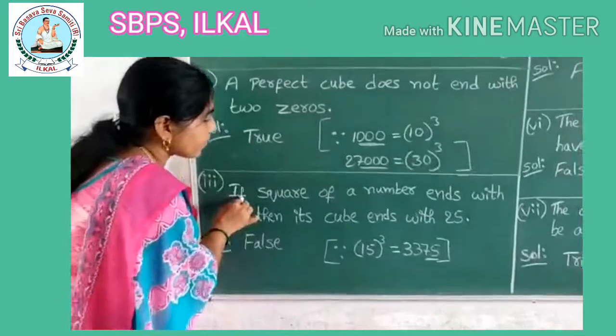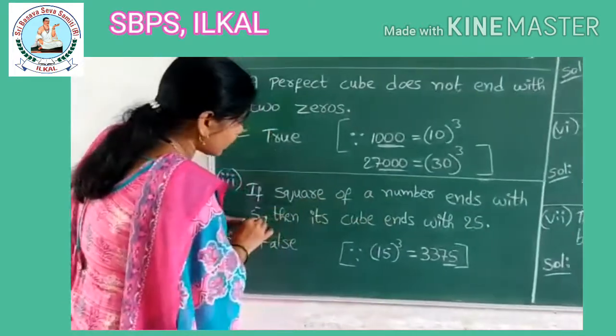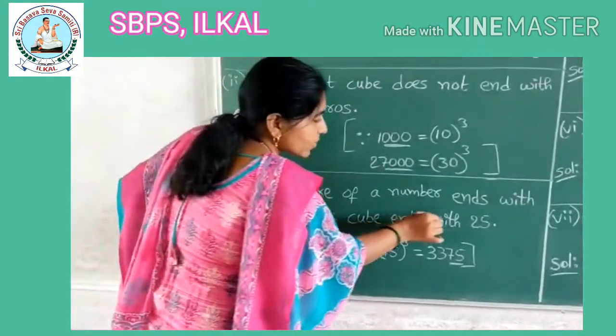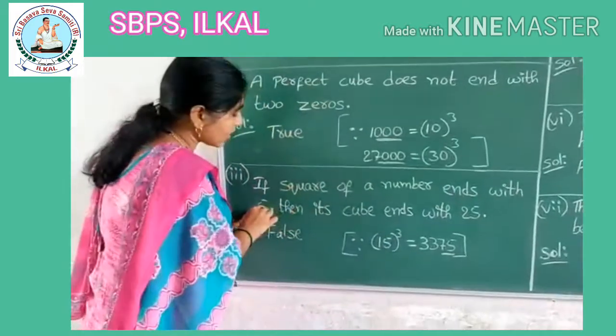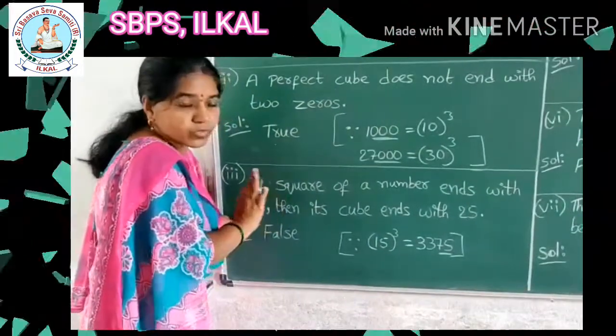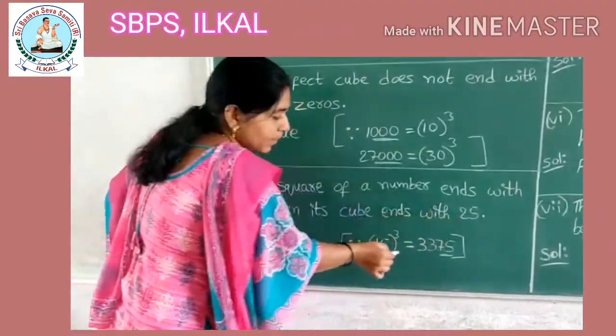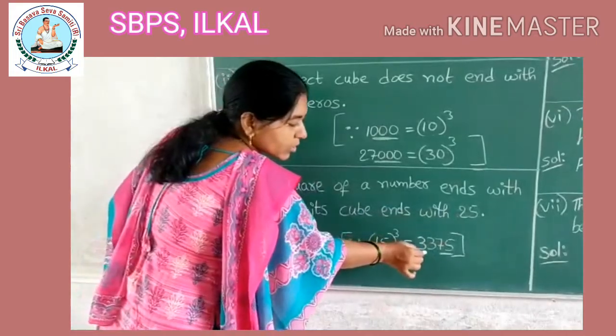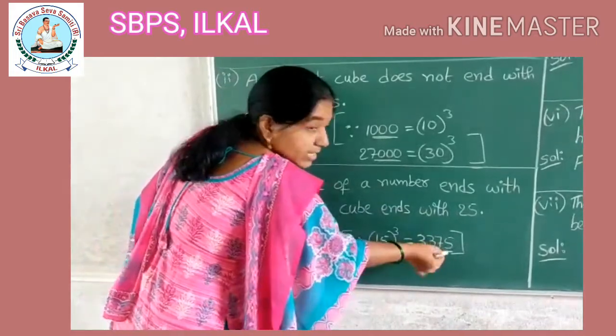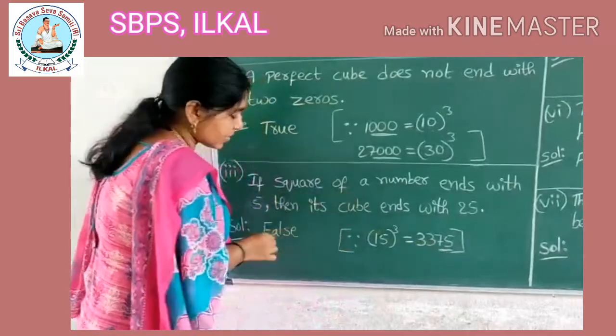Next one, if square of a number ends with 5, then its cube ends with 25, they said. All the cubes which end with 5, those will not end with 25, children. For example, 15 cube is equal to 3375. It ends with 75. Therefore, the given statement is false.